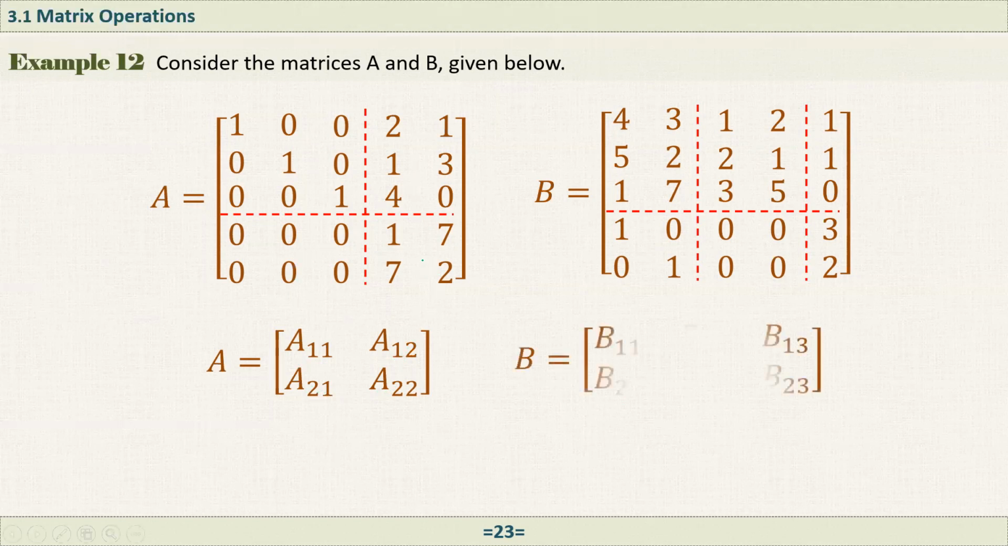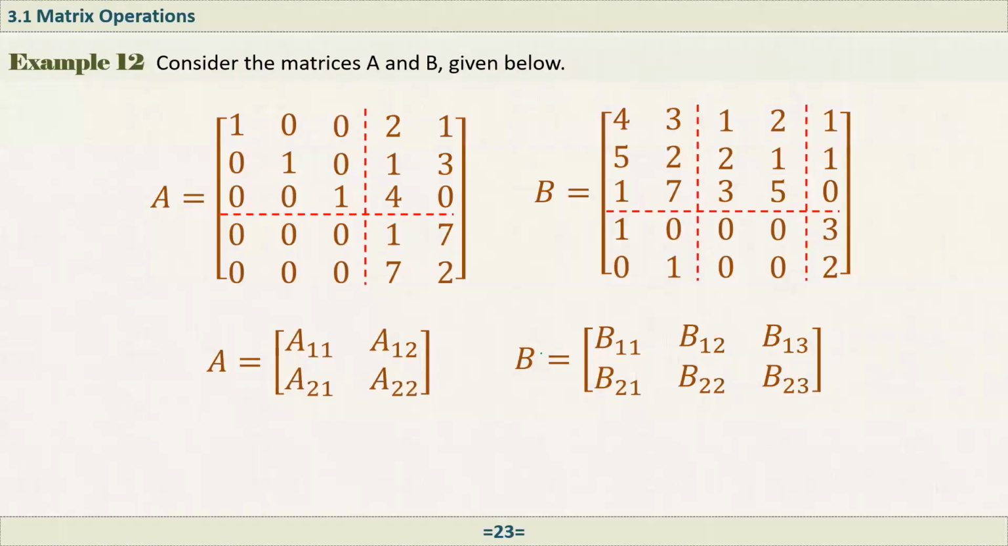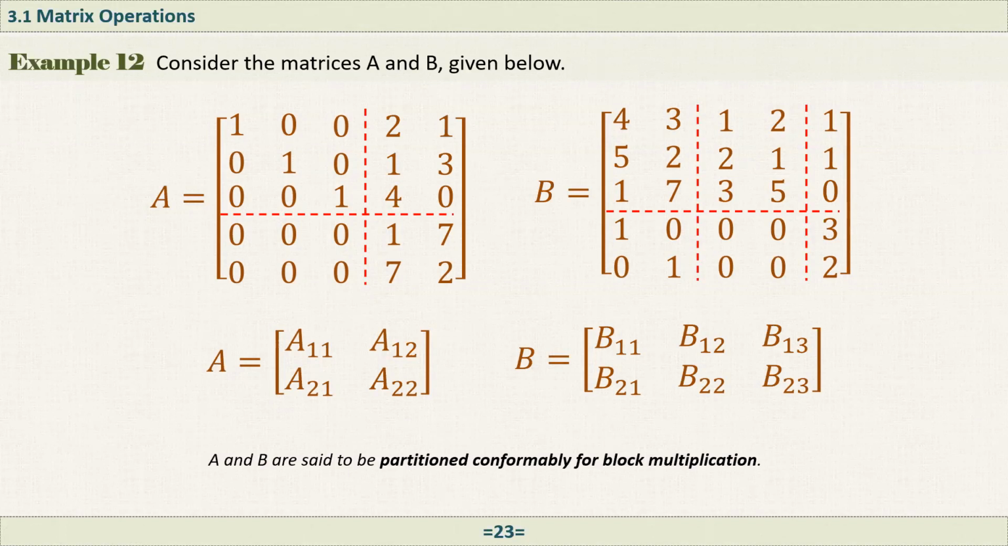How about this B? We can write this one as B11, B12, B13. And here we have B21, B22, B23, right? We have just partitioned these matrices, and now inside we have block matrices here. Okay. So now we say that A and B are said to be partitioned conformably for block multiplication. Why? Because now I can multiply A by B as if we are multiplying 2 matrices.